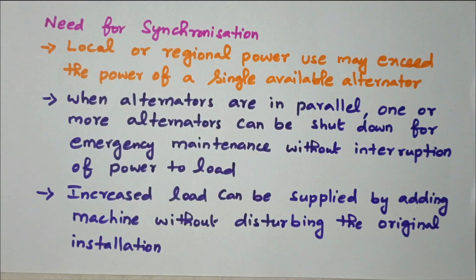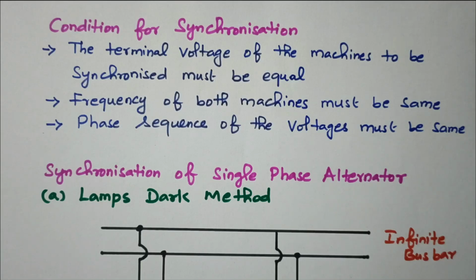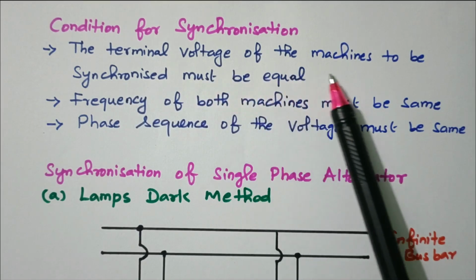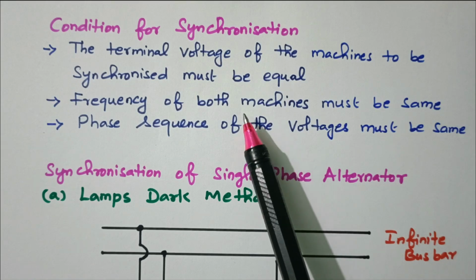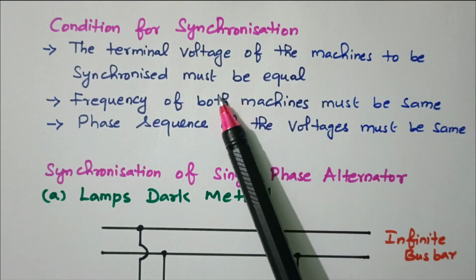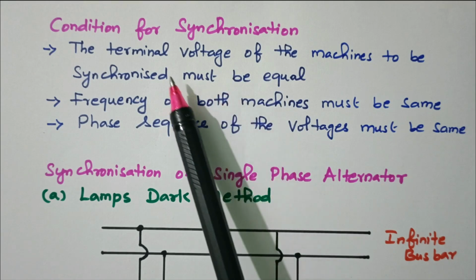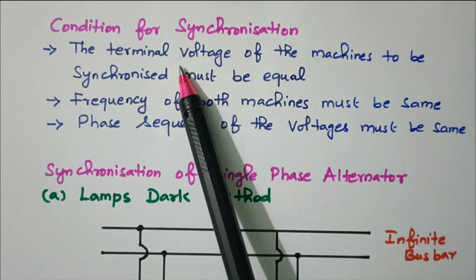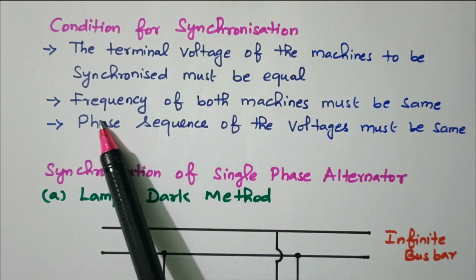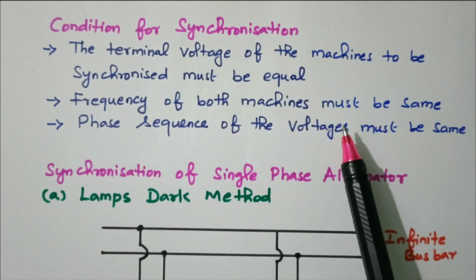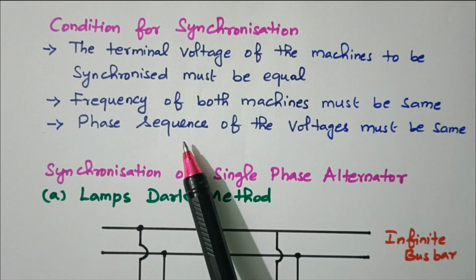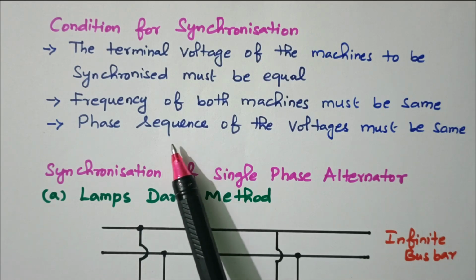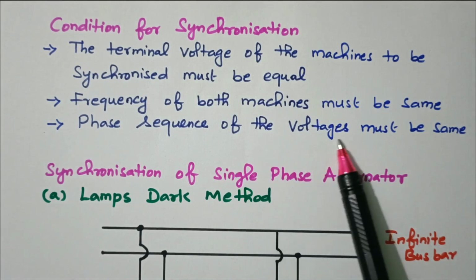Next we will see what are the conditions for synchronization. So the first condition is the terminal voltage of the machine to be synchronized must be equal. Well, one alternator is already connected. If you want to connect one more alternator, the terminal voltage of both the alternators should be equal. Second one, frequency of the machine must be the same. Third one, phase sequence, that is RYB, red, yellow, blue. The sequence of the voltage should be the same.